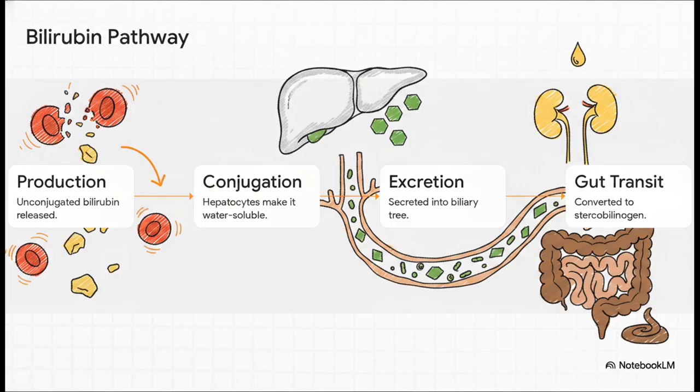And finally, step 4, it hits the intestine. Here, gut bacteria convert it into stercobilinogen, which gives stool its normal brown color, and urobilinogen, which gets partly reabsorbed and gives urine its classic yellow tint. That is the entire shebang: production, conjugation, excretion, and gut transit.